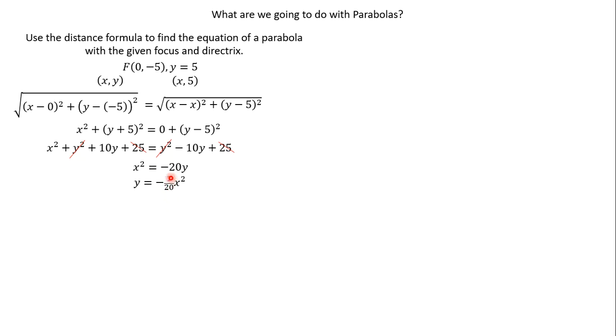And this is 1 over 4 times p. Well, 4 times what equals 20? That would be 5. So the focus would be 5 down from the vertex, which is 0, 0, which, hey, look at that, 0, negative 5. Notice this also figured out whether it was horizontal or vertical for us because of what canceled there. So that's one thing we're going to do.